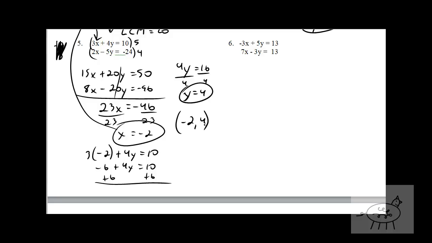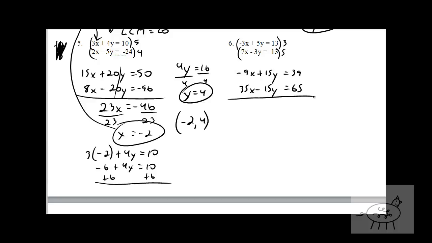All right, I like the smaller numbers. I think I like the 5 and the 3 a little bit better, so I'm going to do that. That means I'm going to multiply the top one by 3 and the bottom one by 5, because that's going to give me 15y and the other one's going to be negative 15y. So I distribute that, I get negative 9x plus 15y equals 39, and 35x minus 15y equals 65.